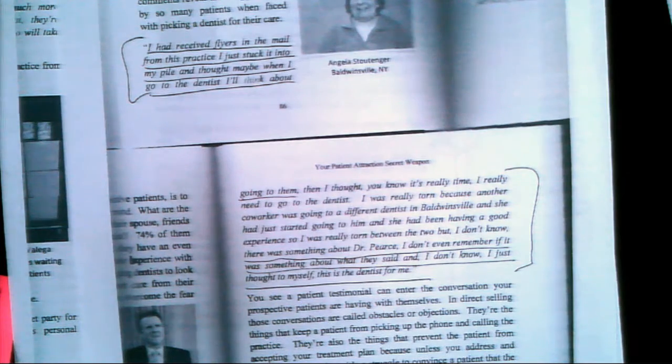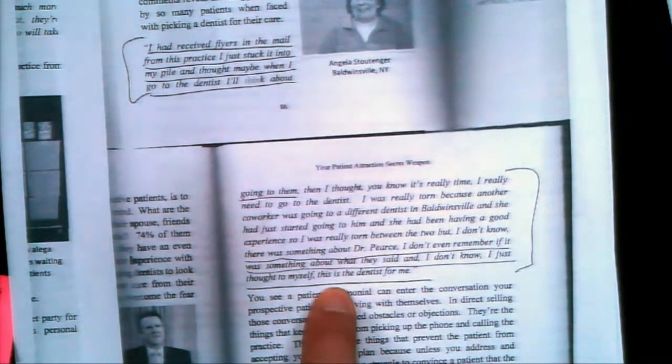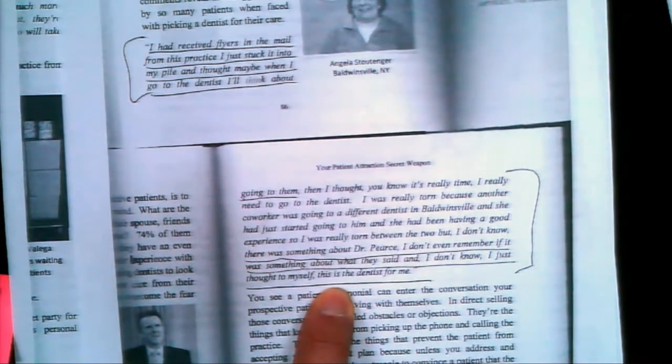I was really torn because another coworker was going to a different dentist in Baldwinsville, and she had just started going to him, and she had been having a good experience. So I was really torn between the two. But I don't know. There was something about Dr. Pierce. I don't even remember if it was something about what they said. I just thought to myself, this is the dentist for me.